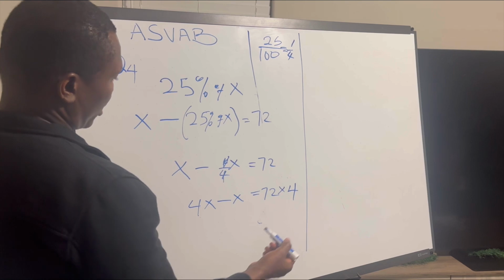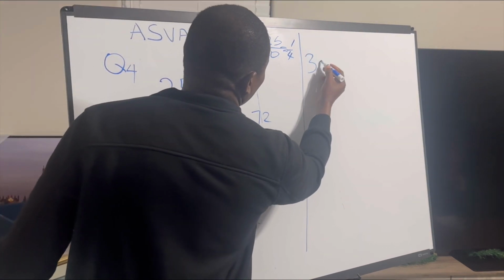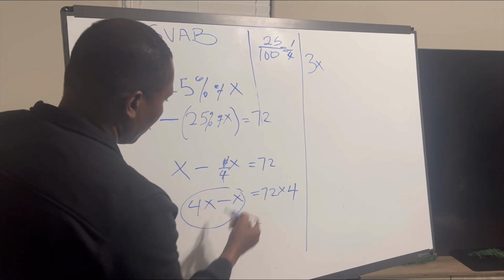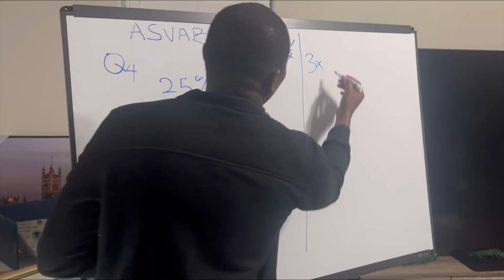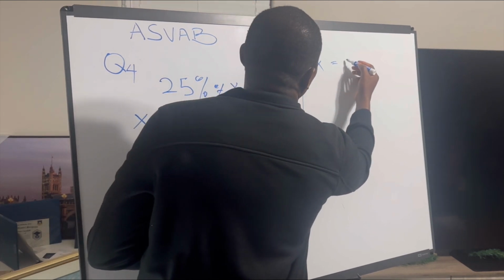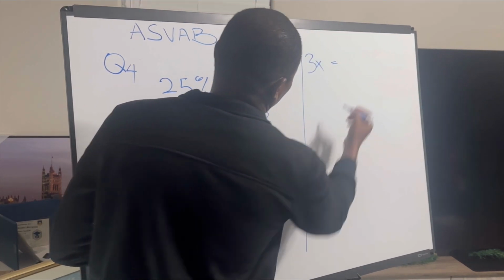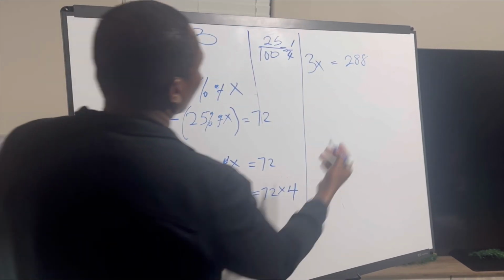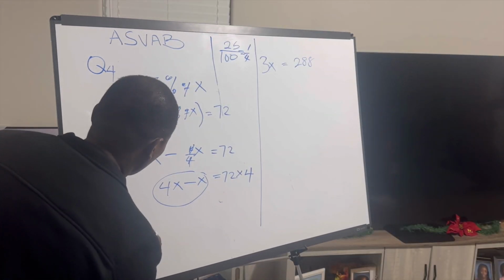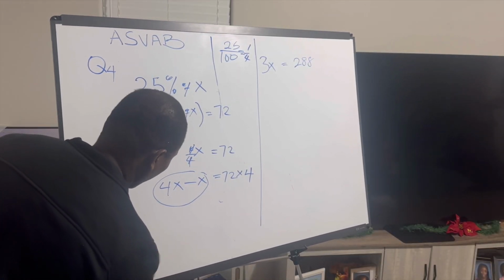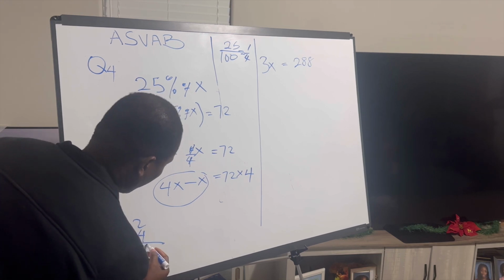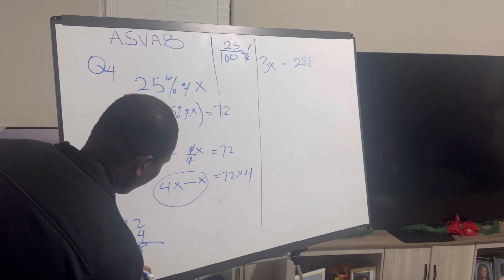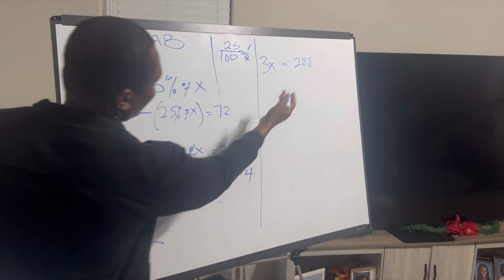So what that gives us is 3X. It's 4 minus 1, that's 3X, equals 288. 72 multiplied by 4, that's 288. Thank you. And if you want to know how to do that, 72 multiplied by 4: 4 times 2 is 8, 7 times 4 is 28. That's how we got 288.